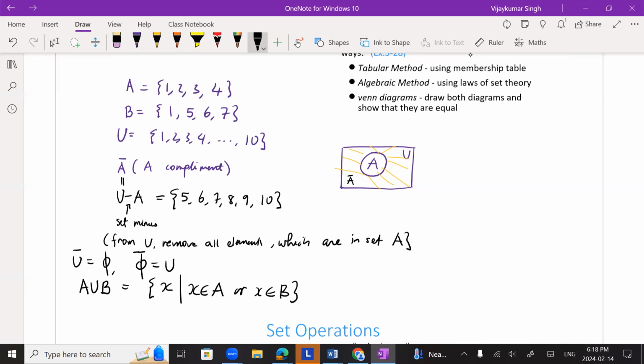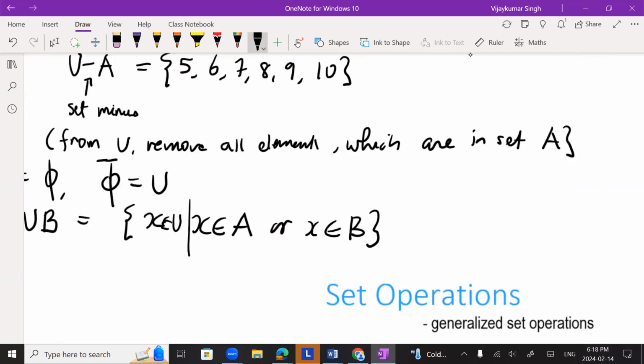All right. Now, what is this X? Where is this X coming from? The X must come from the universe, right? So I must add something here saying that I'm not taking any X. Where am I taking my X from? The universe. So all X belonging to universe U, such that X belongs to A or X belongs to B.